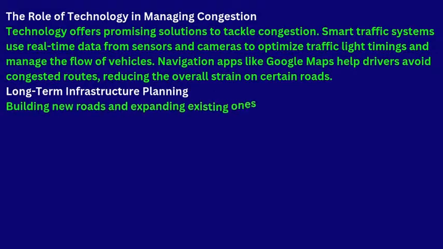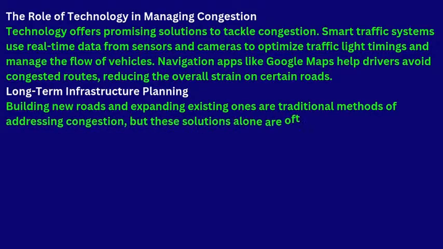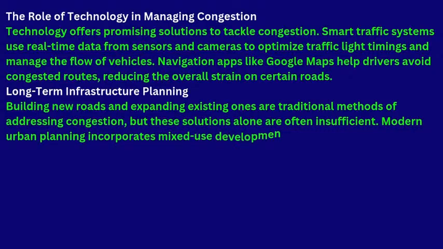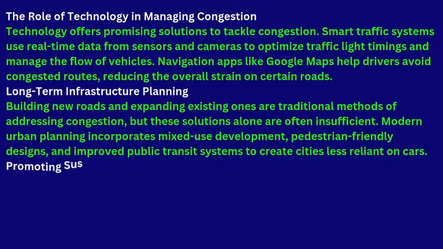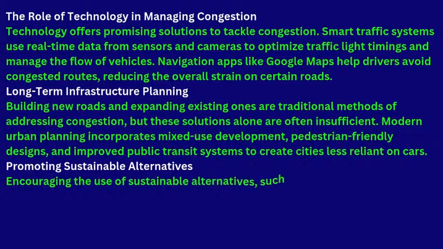Long-term infrastructure planning. Building new roads and expanding existing ones are traditional methods of addressing congestion, but these solutions alone are often insufficient. Modern urban planning incorporates mixed-use development, pedestrian-friendly designs, and improved public transit systems to create cities less reliant on cars. Promoting sustainable alternatives.